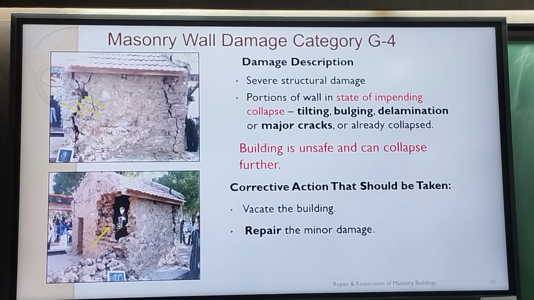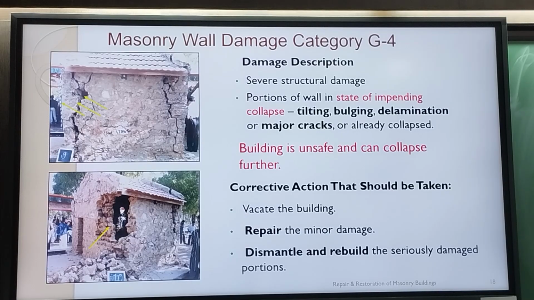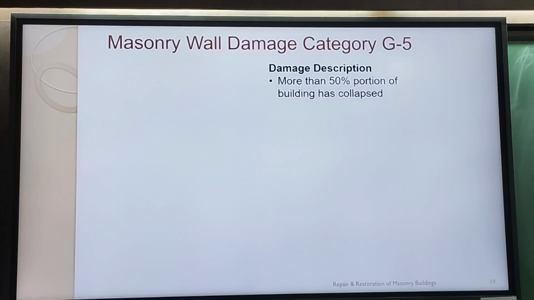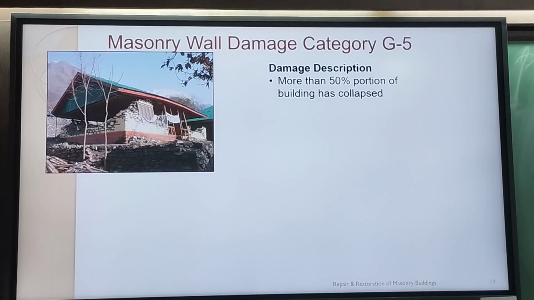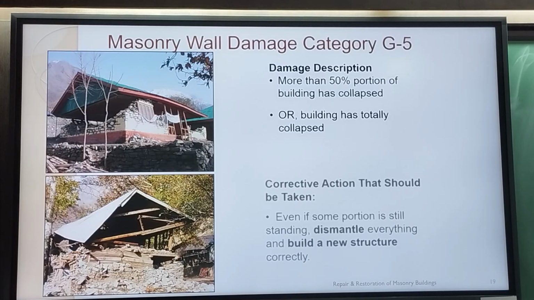And first of all you do repair the minor damage, and then some of these things will have to be dismantled. Some portions which are tilting, which are in the state of impending collapse, will have to be removed and rebuilt. And of course G5 is where more than 50% of the building has collapsed, or the building is totally collapsed. So either of the two states can be considered as G5.